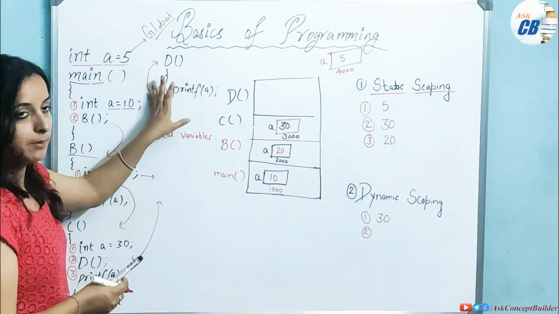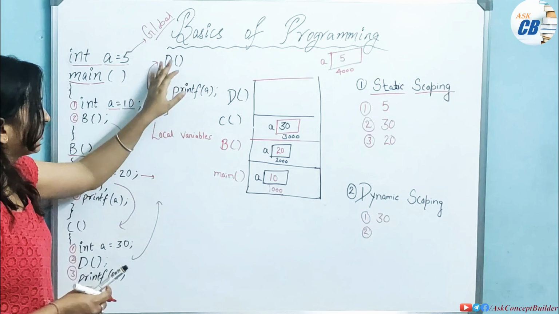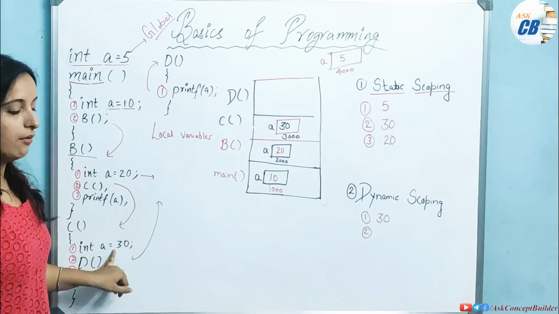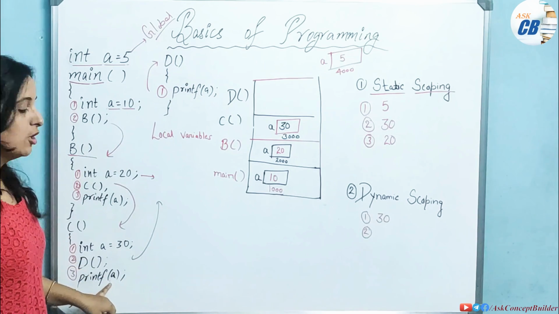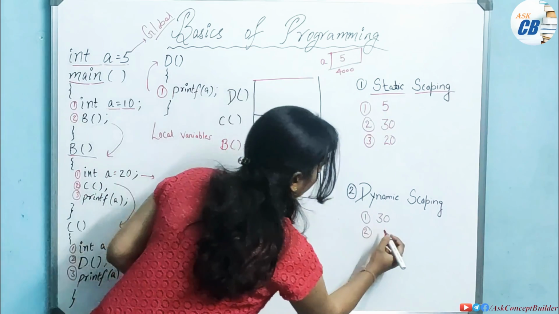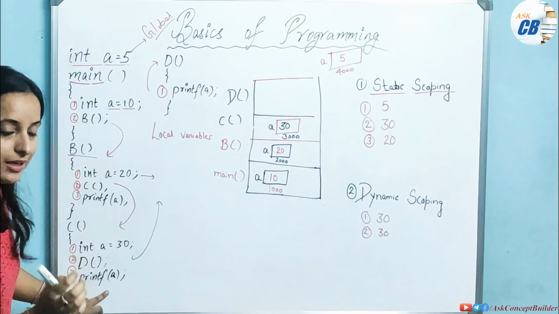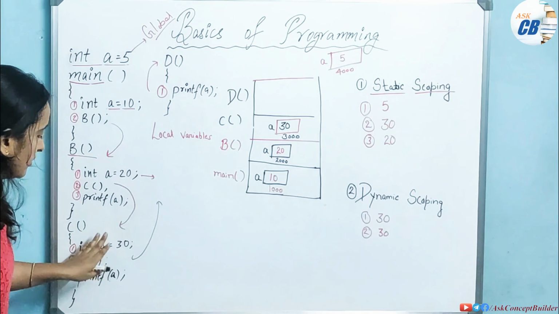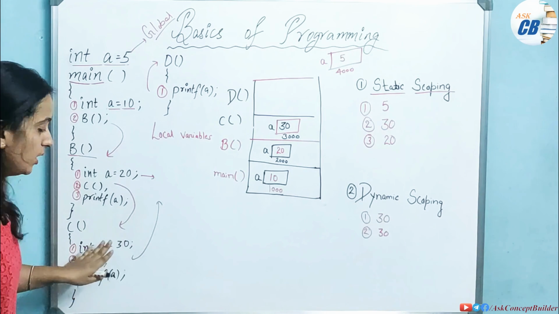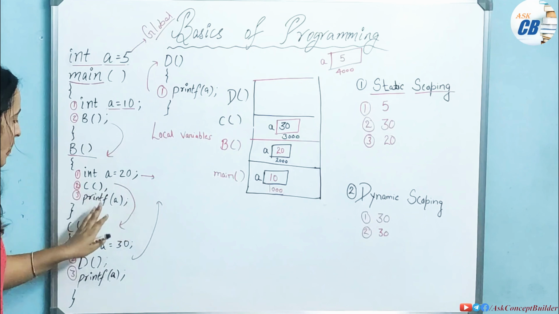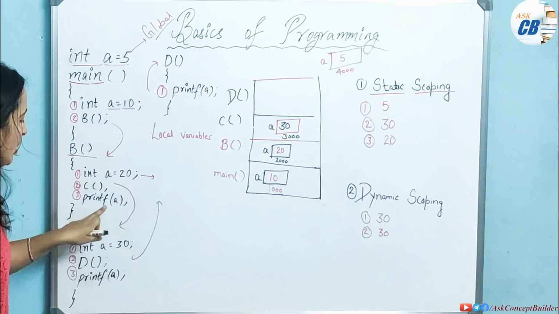Now see, this is completed. Now again when this D function is completed, you will again move to here. Now again you have to print A here, so again this value 30 will be printed for this C function. Now the other steps are the same. This is completed, means you have called from here. Now you have to print the value A here.